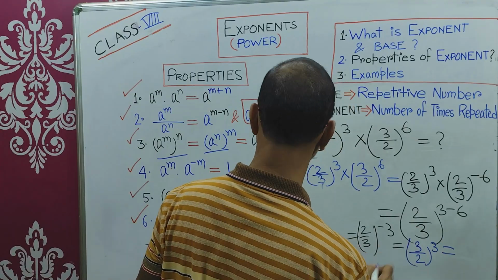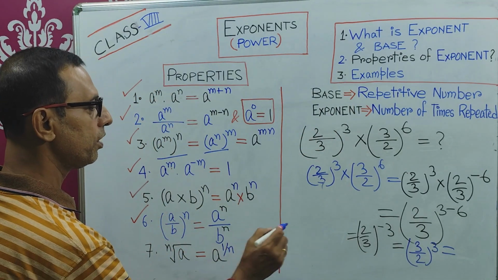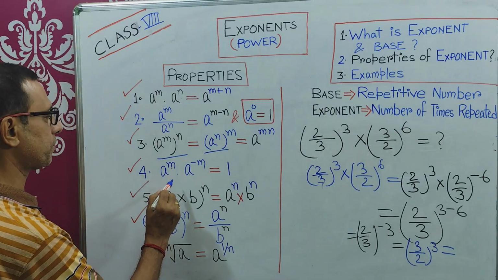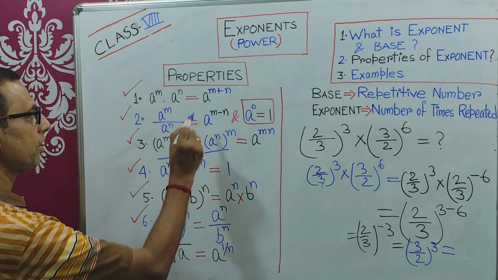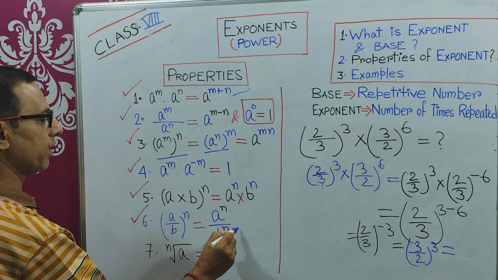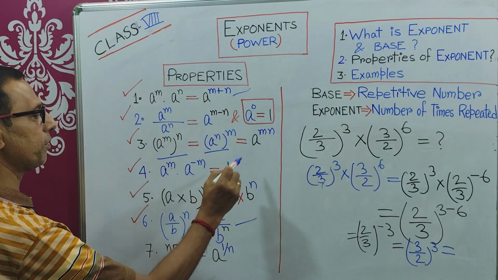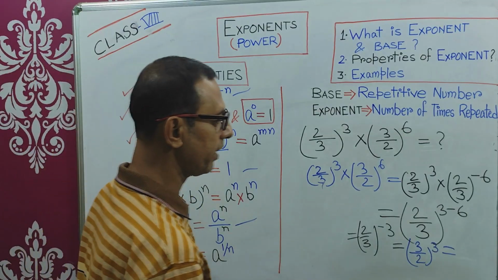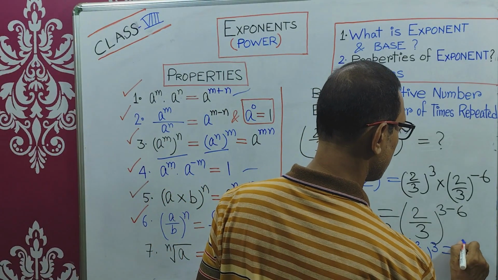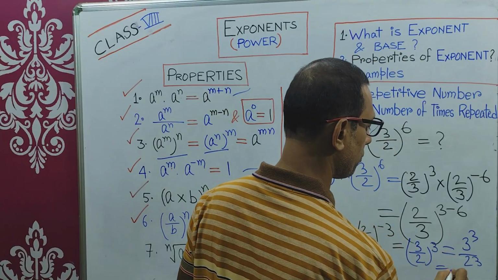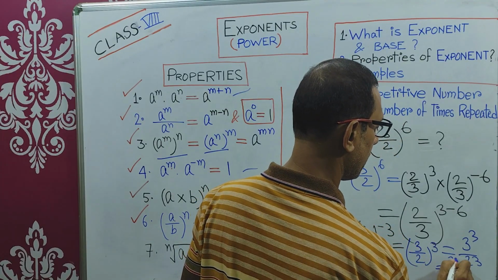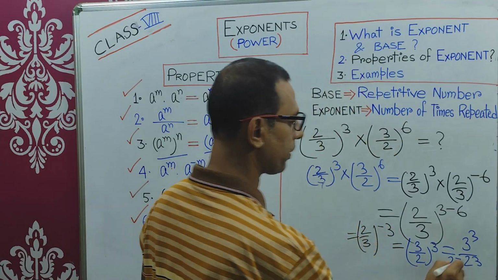So what you can do: 3 cube by 2 cube, using the formula (a by b) whole to the power n equals a to the power n by b to the power n. You are utilizing this formula and also the reciprocal part, right? So (3 by 2) whole cube means 3 cube by 2 cube, that is equal to 27 by 8, since 3 cube is 27 and 2 cube is 8.